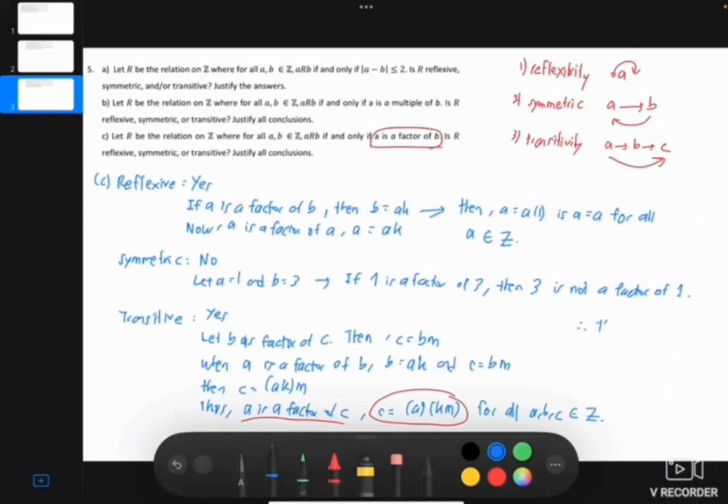So to conclude, we know that our relation R is reflexive and transitive, but it is not symmetric. Relation R is not an equivalence relation. So that's the solution for our question 5C, and that's the end of the discussion for our question 5.